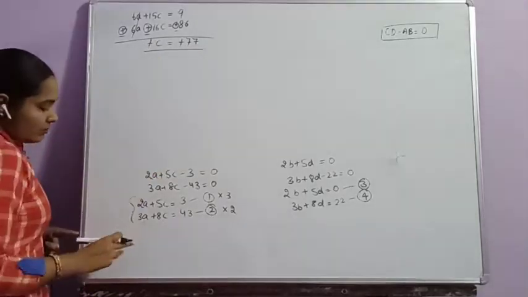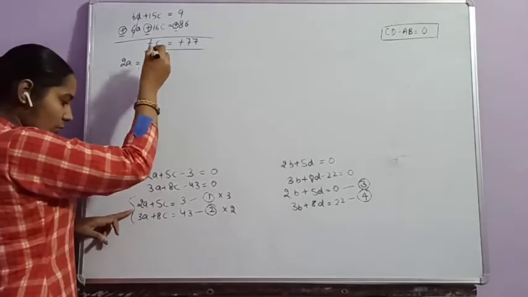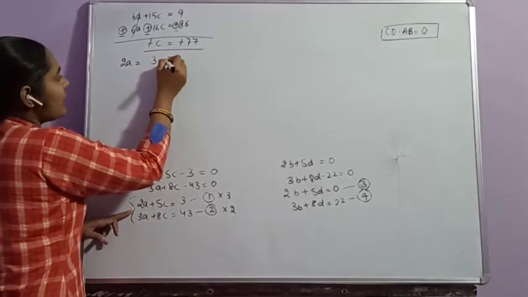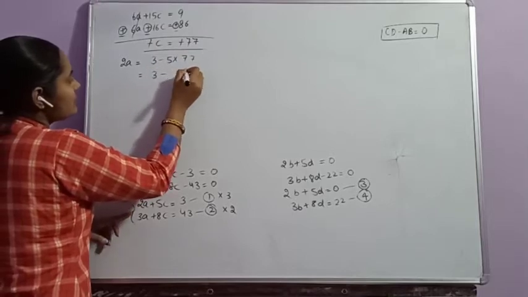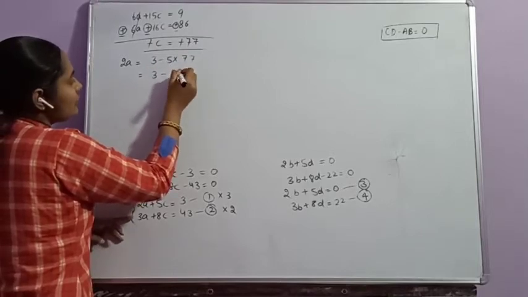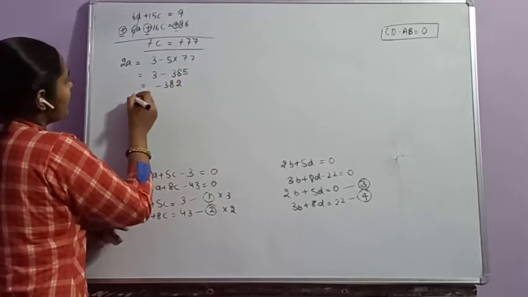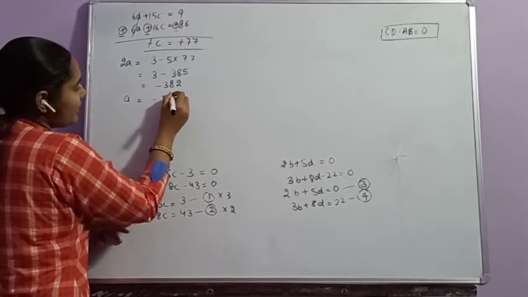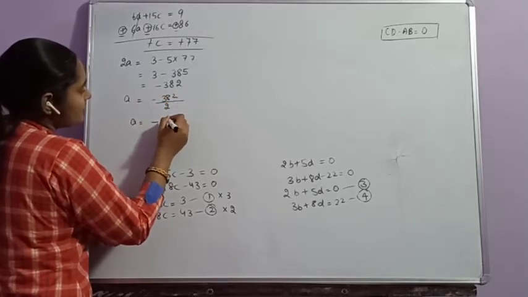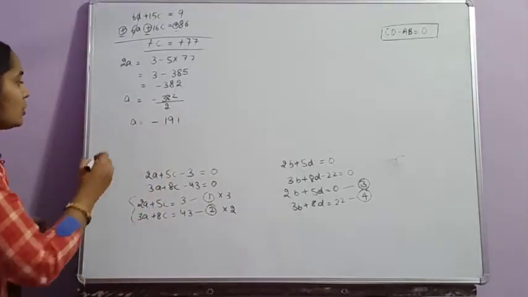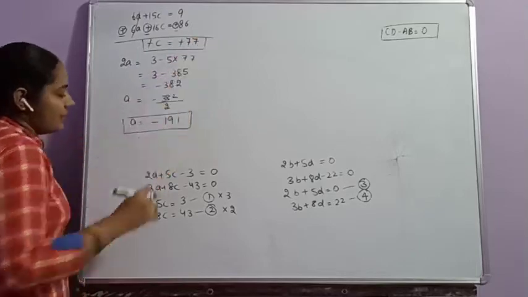So by putting the value of c in equation 1, we get 2a equals 3 minus 5c. c is 77, so that is 3 minus 385, which equals minus 382. So a is equal to minus 382 divided by 2, that is minus 191. So the value of a is minus 191, and the value of c is 77.